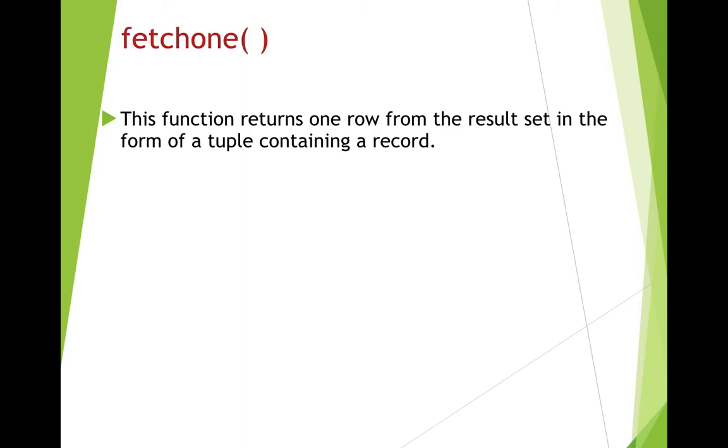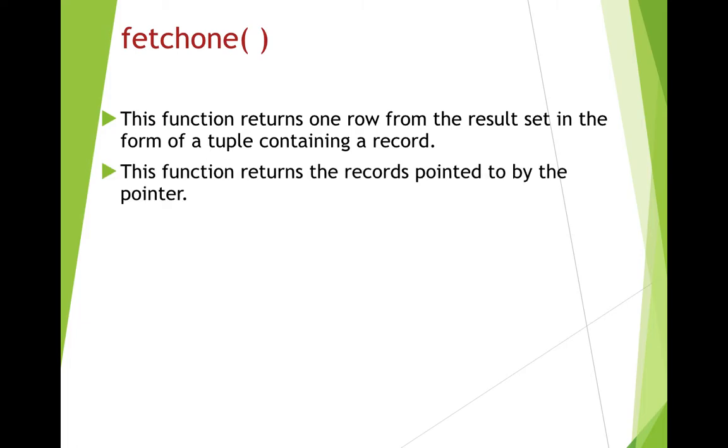Now, what is the use of this fetch1 function? The use of this fetch1 function is that it is used to return one row from the result set. Let's say there are 50 rows in a particular table. If I use the fetch1 function, only the first row will be returned. This function returns the record pointed to by the pointer.